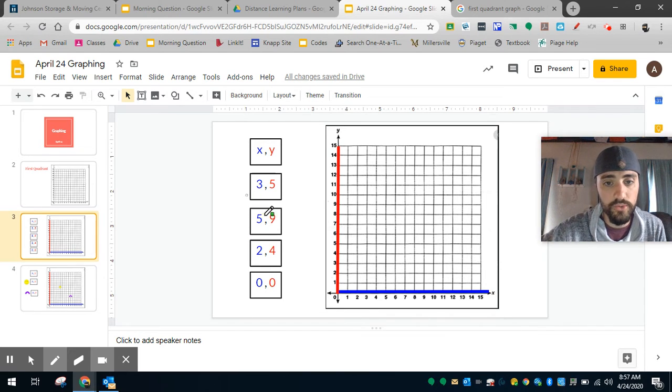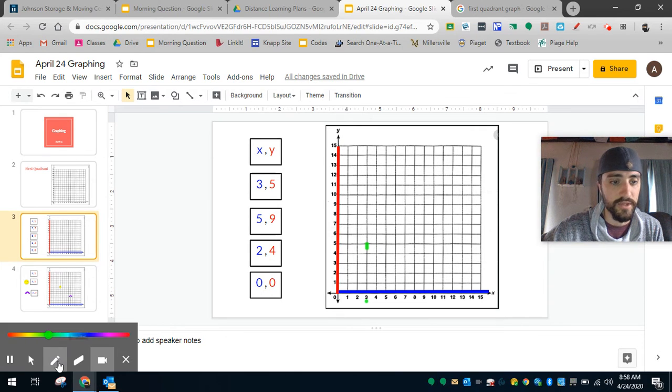It says go to 3. Okay, so let me make a little mark at 3. Then the second number is the Y number. It says go up to 5. So I went over to the 3 and up 5 spots. And that would be my first point. So the X number is 3, and the Y number is 5. All right, let's do another one.